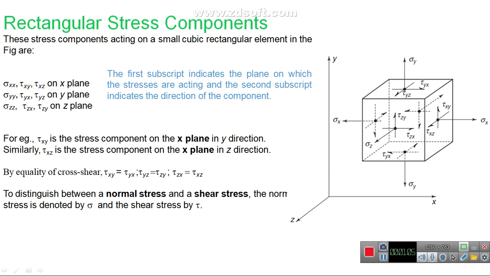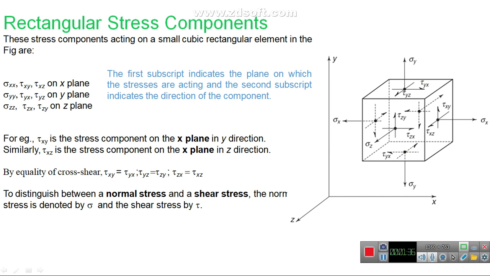Now we all know that a plane can be defined by its normal. For example, xy plane has its normal along z-axis. In other words, z-plane is the one which has normal to xy plane. Similarly, yz plane has its normal along x-axis. In other words, x-plane is the one which has normal to yz plane. Zx plane has its normal along y-axis. In other words, y-plane is the one which has normal to zx plane.